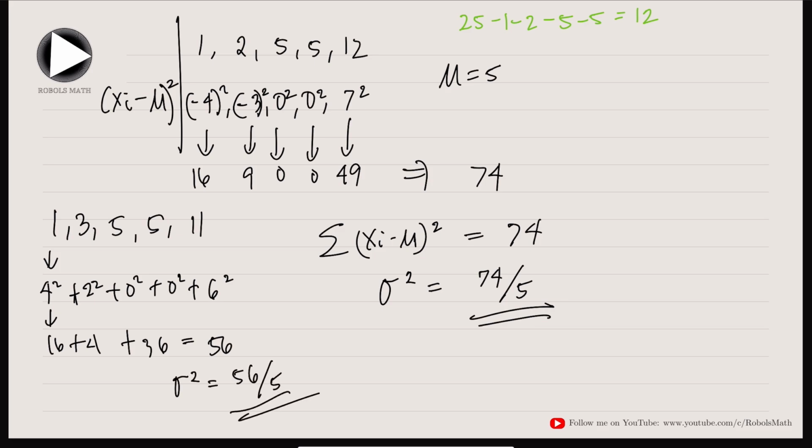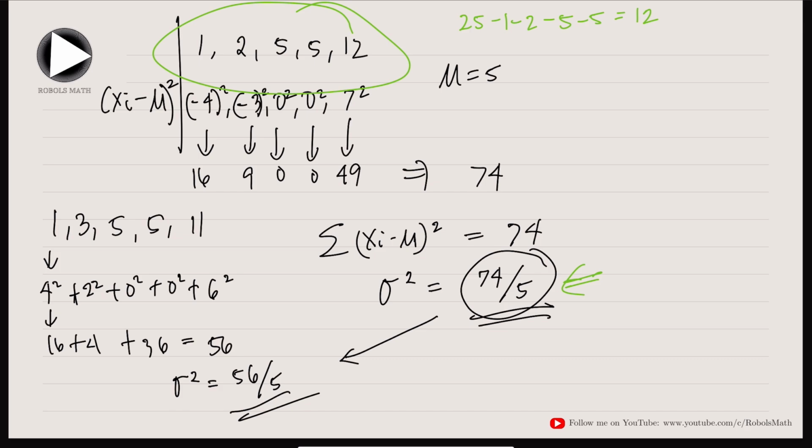Clearly, 74 over 5 is larger than 56 over 5. So this is a good candidate. Now we just repeat this process. Actually, we have to iterate through all combinations of this list.